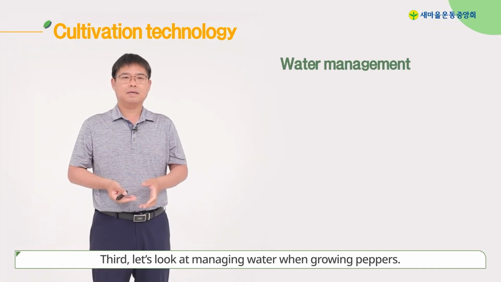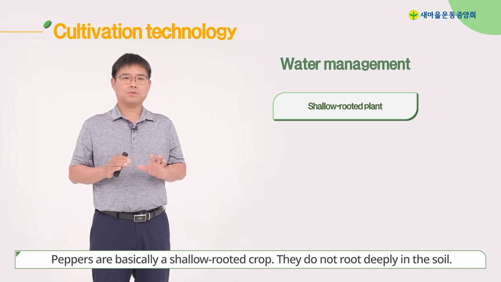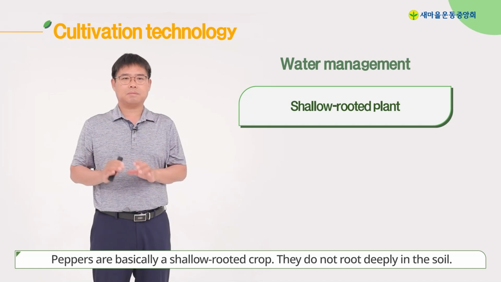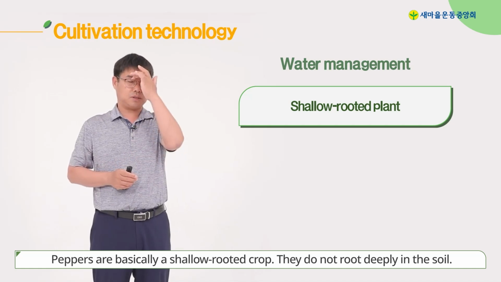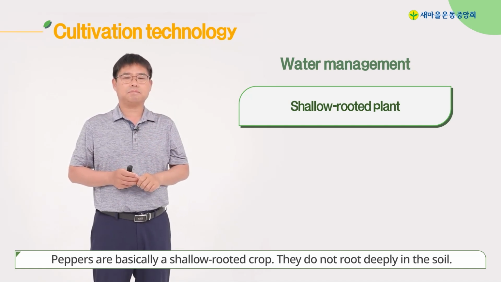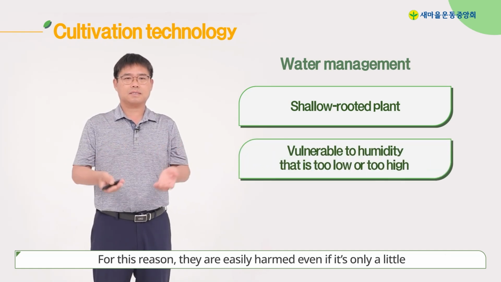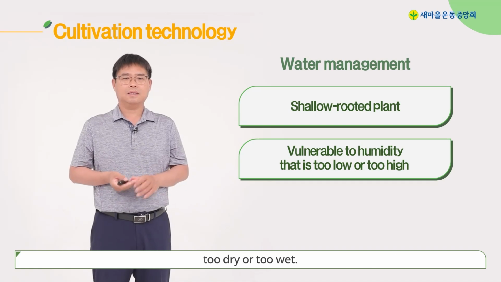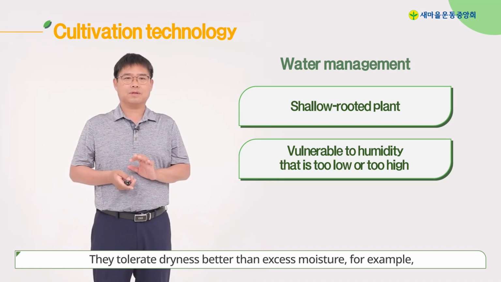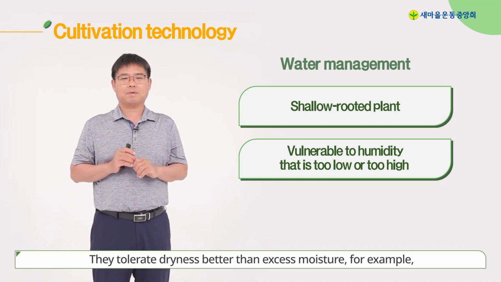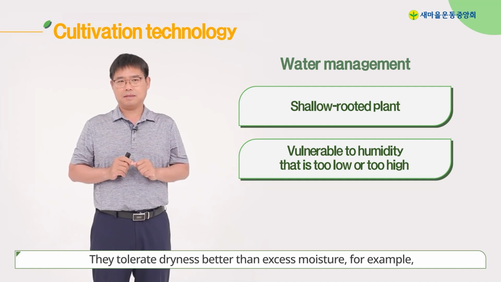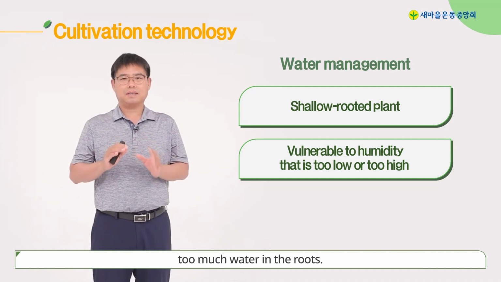Third, let's look at managing water when growing peppers. Peppers are basically a shallow-rooted crop. They do not root deeply in the soil. For this reason, they are easily harmed even if it's only a little too dry or too wet. They tolerate dryness better than excess moisture. For example, too much water in the roots.